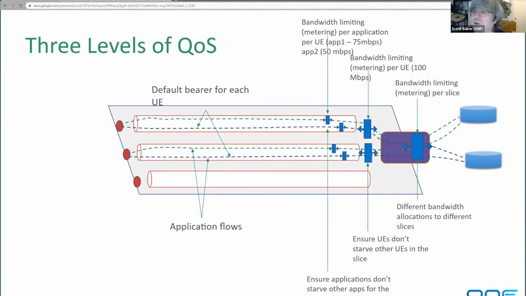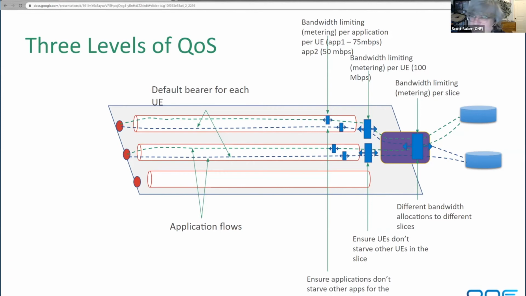The green flow is going out here to this top application. The blue flow is going down here to this bottom application. So the first one of our meters here is per UE per application, and that's this one that is on the green flow. So we can meter this particular flow from the UE to the green app separately than we meter the blue flow here that's going down to the blue app. That's our first level of QoS.